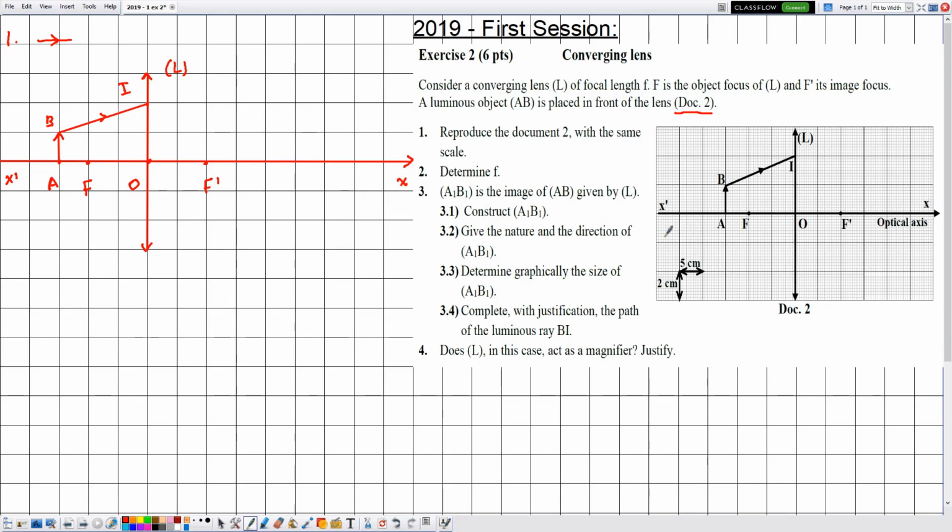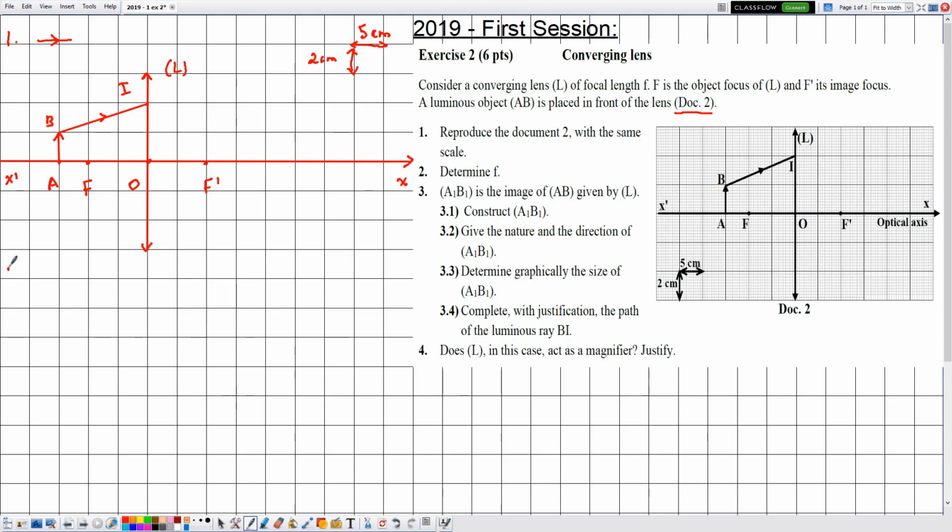And the scale is given by 5 centimeters along the x-axis and 2 centimeters along the y-axis. Okay, hope we didn't forget anything.